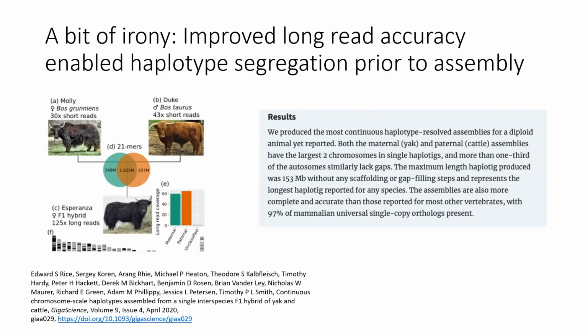What could be better? Spoiler alert, nothing could be better. This got itself assembled, and for some period of months, the most contiguous, most accurate, most complete genome out there for anything was a yak.